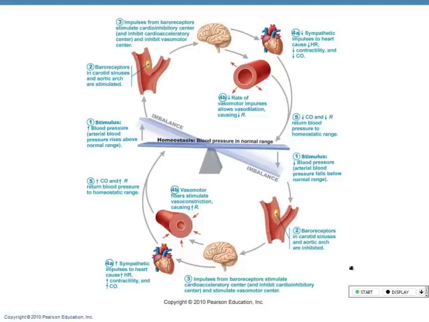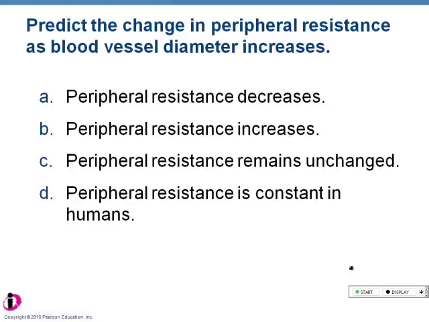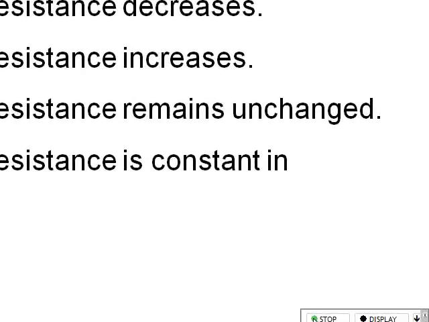We're not only going to communicate with the heart and the blood vessels to increase and decrease pressure. When we discuss the renal system, we're going to see its role in regulating blood pressure. What do you think the renal system's doing for me? Hold that thought. Answer this question. Predict the change in peripheral resistance as blood vessel diameter increases.